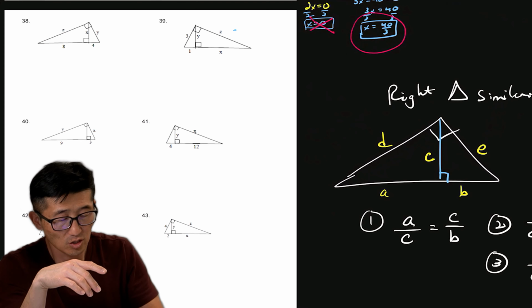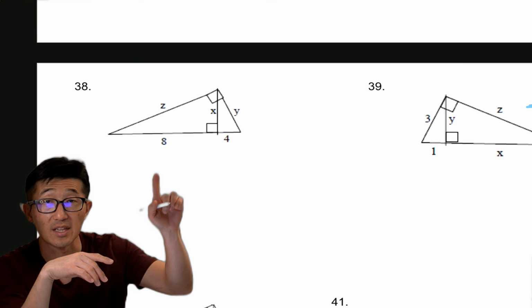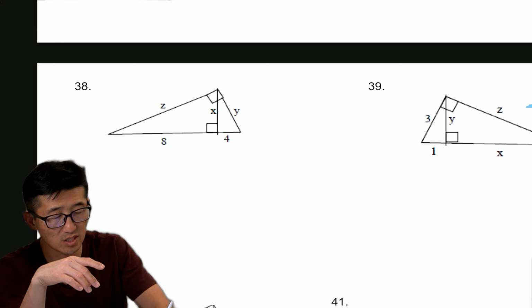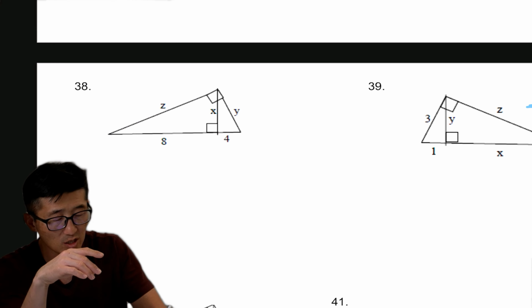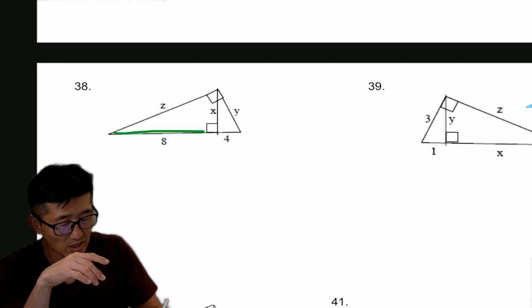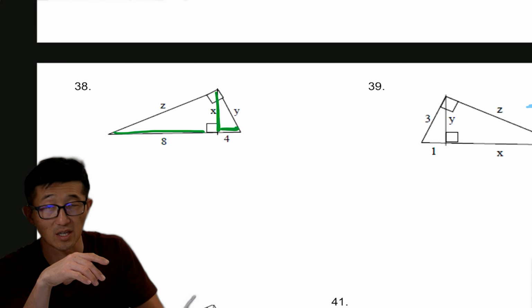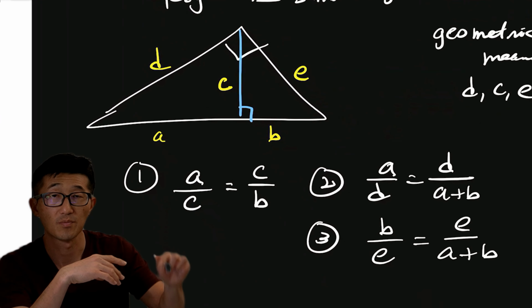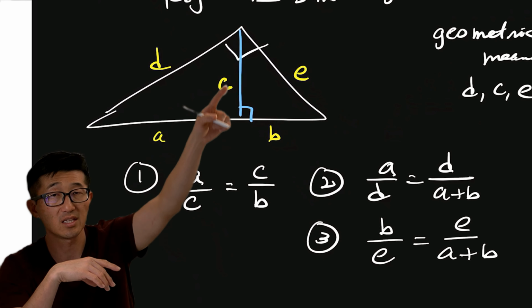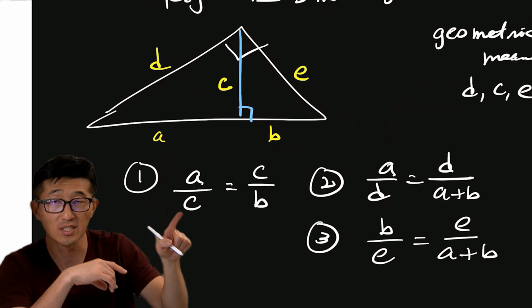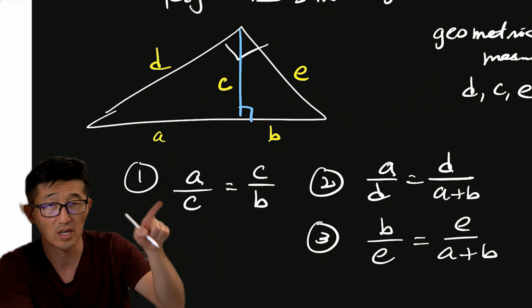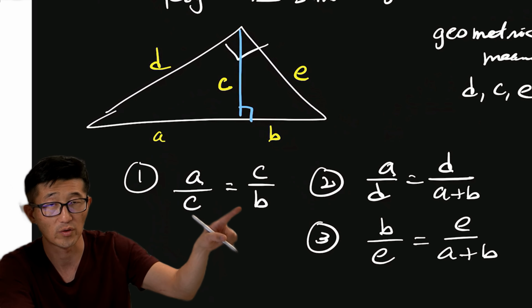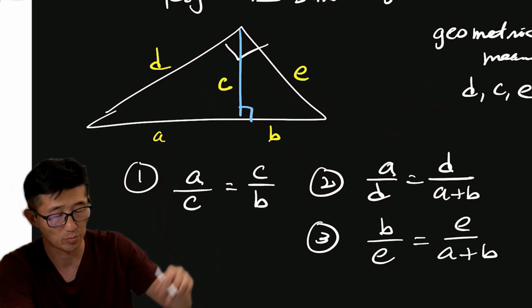Looking at a situation like this, and you're trying to figure out what side you can solve, look at the components. You have the left side, you have the height, and you have the right side. That fits in with this equation right over here: left side, height, and the right side. So you're going to use this setup. Left side over the height equals the height over the right side. A over C equals C over B.